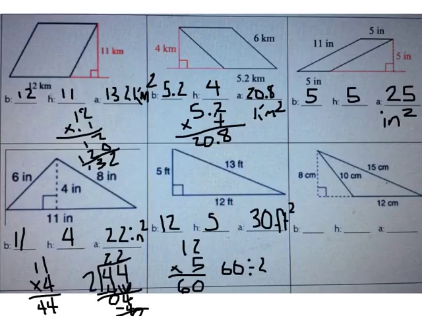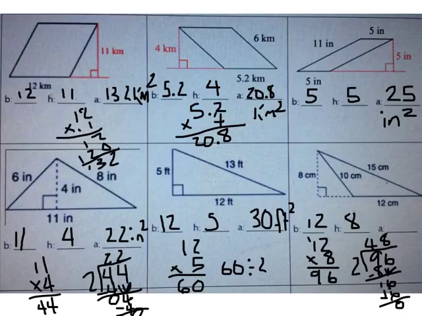Now you try one. What's the base, height, and area of the triangle on the right? The base is 12. The height is 8 because 8 is at a right angle to the base. When I multiply 12 times 8, I get 96. Then I divide by 2, because the triangle is half of the parallelogram. 96 divided by 2 is 48 square centimeters.